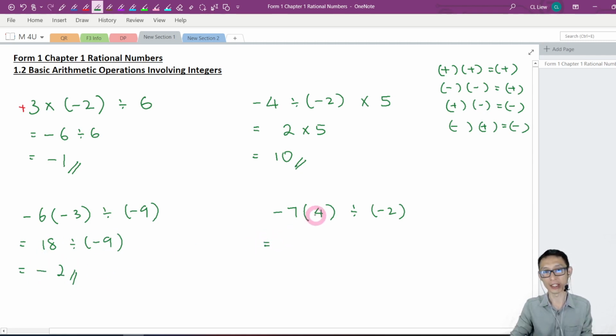So how about this one? Again, we don't see any multiplication sign or division sign over here. So this means that this is a parenthesis. It means that negative 7 times 4. Okay, so negative, positive, you get negative. 7 times 4, you get 28. And don't forget to copy this one. Now, negative, negative, you get positive. Don't have to write a positive sign, it's okay. So 28 divided by 2, which is equal to 14. Okay, so this is how we solve multiplication and division which involve positive and negative integers.